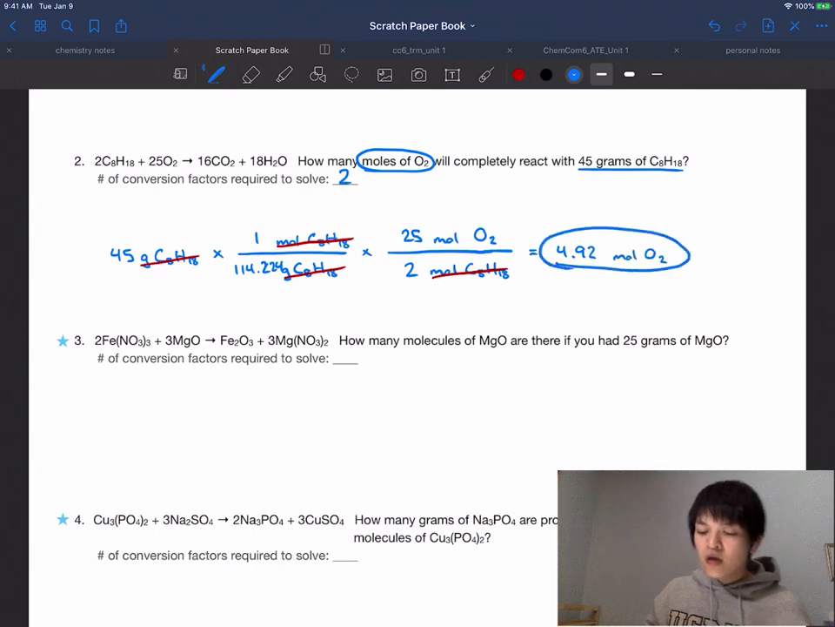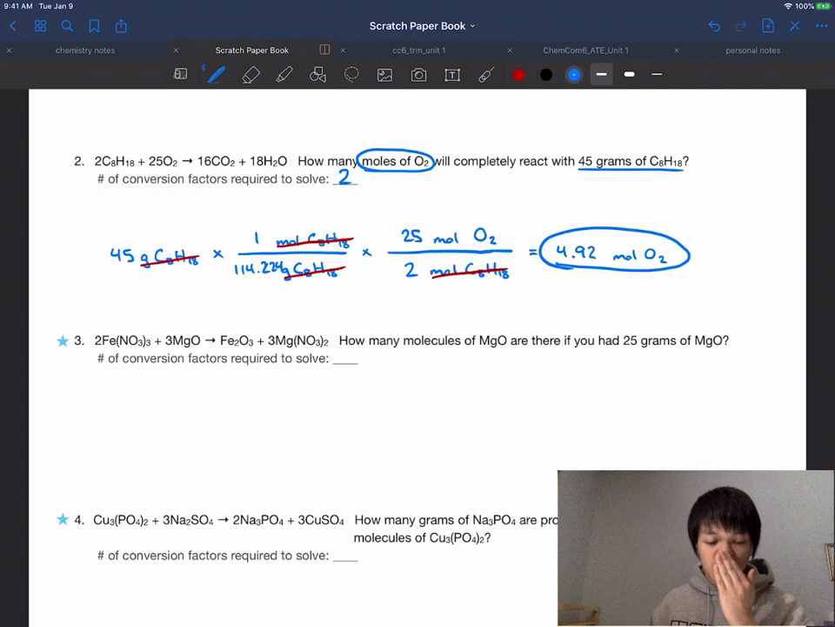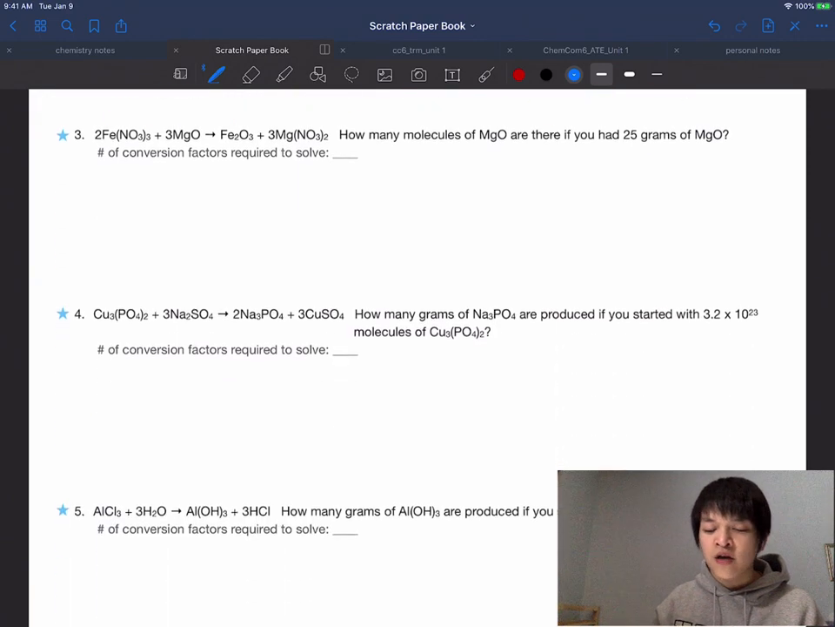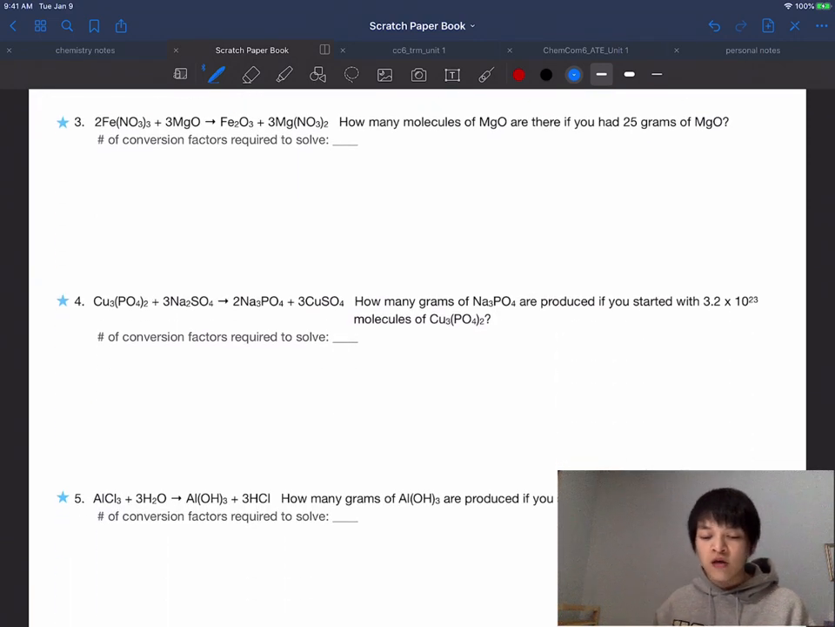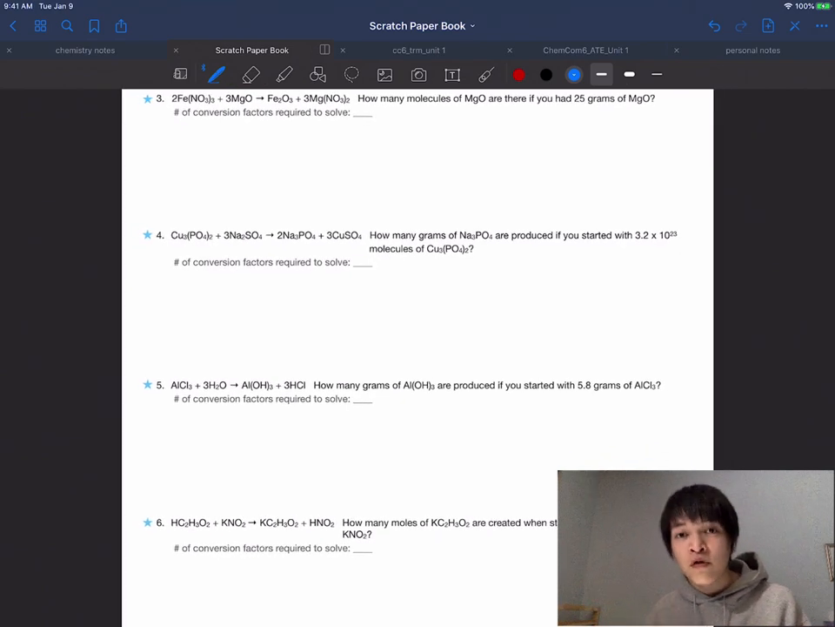So 4.92 moles of O2 will completely react with 45 grams of C8H18 in this reaction. Alright, the rest of the problems you can try on your own, and you may want to compare it to the final answer before you turn it in.